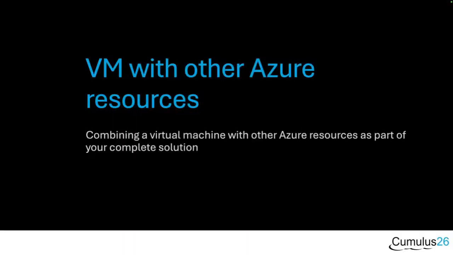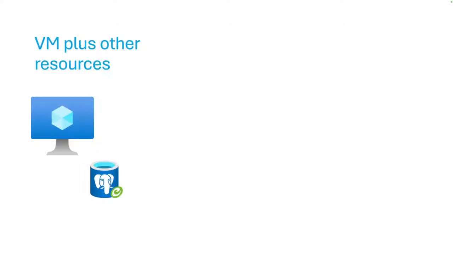Let's take a look at our last topic, which is how do I deploy a VM with other Azure resources? So I might want to publish a virtual machine that might have my proprietary software on it, right? That's the idea. But I might also want to publish alongside it an Azure managed version of PostgreSQL. I'm just using that database as an example. Could be other Azure resources as well.